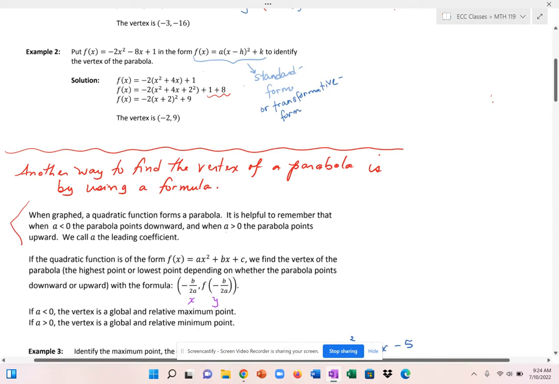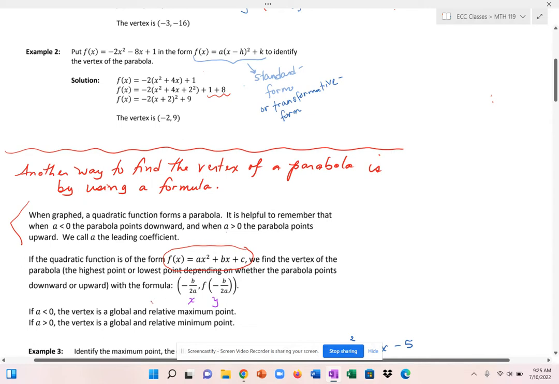When a is positive, the parabola faces upward, and when a is negative, the parabola faces downward. We call a the leading coefficient of the second degree polynomial. When using a formula to find the vertex, your equation needs to be in this form, not in that transformation form I just mentioned. So you need to pick out your coefficients a and b and plug them into a formula.